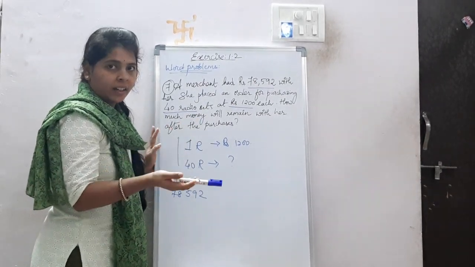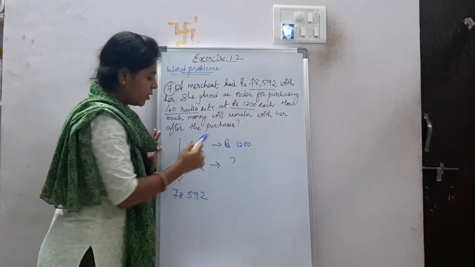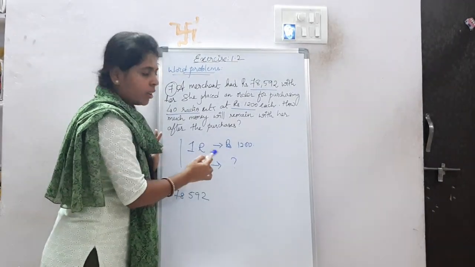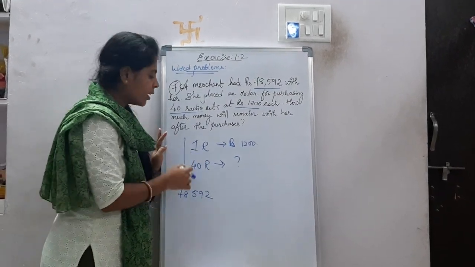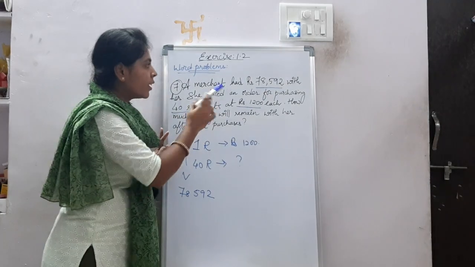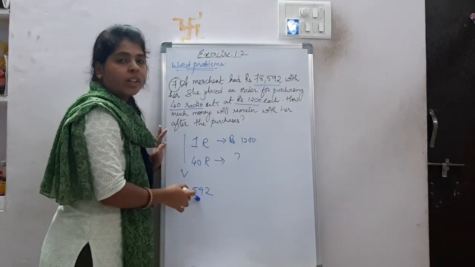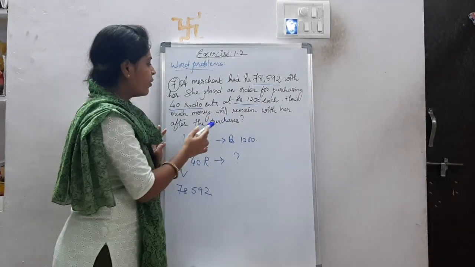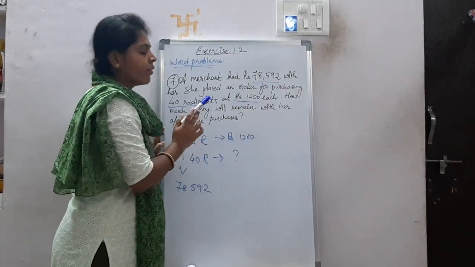In the same way, if it is this much for 1, for 40 how much? Like the cross multiplication you already learnt in your previous classes, we have similar problems here. But after doing this, she has an amount left. You have to check how much is left with her. How much money will remain with her after the purchase?